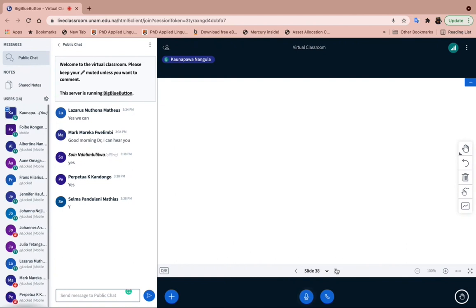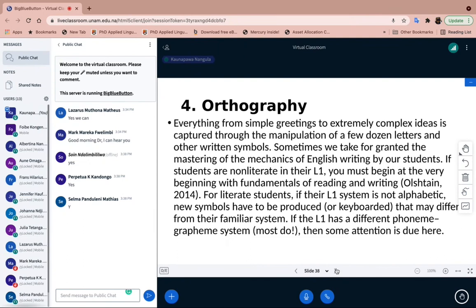And then moving on, we have orthography. Everything from simple greetings to extremely complex ideas is captured through manipulation of a few dozen letters and other written symbols. Sometimes we take for granted the mastering of the mechanics of English writing by our students. So if the students are non-literate in their first language, you must then begin from the very beginning.